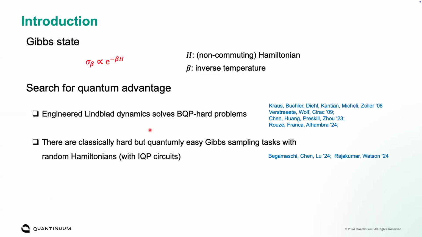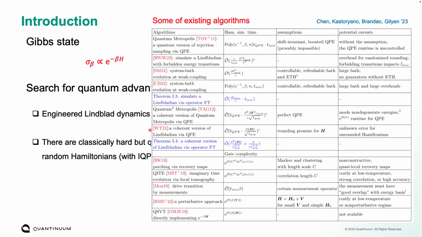So there are many motivations, and it's not surprising that there have been a lot of quantum algorithms to prepare the Gibbs state, and this is just some of the existing algorithms. I won't go through all the algorithms here, but today I want to talk about the Gibbs state preparation algorithm based on dissipative dynamics.